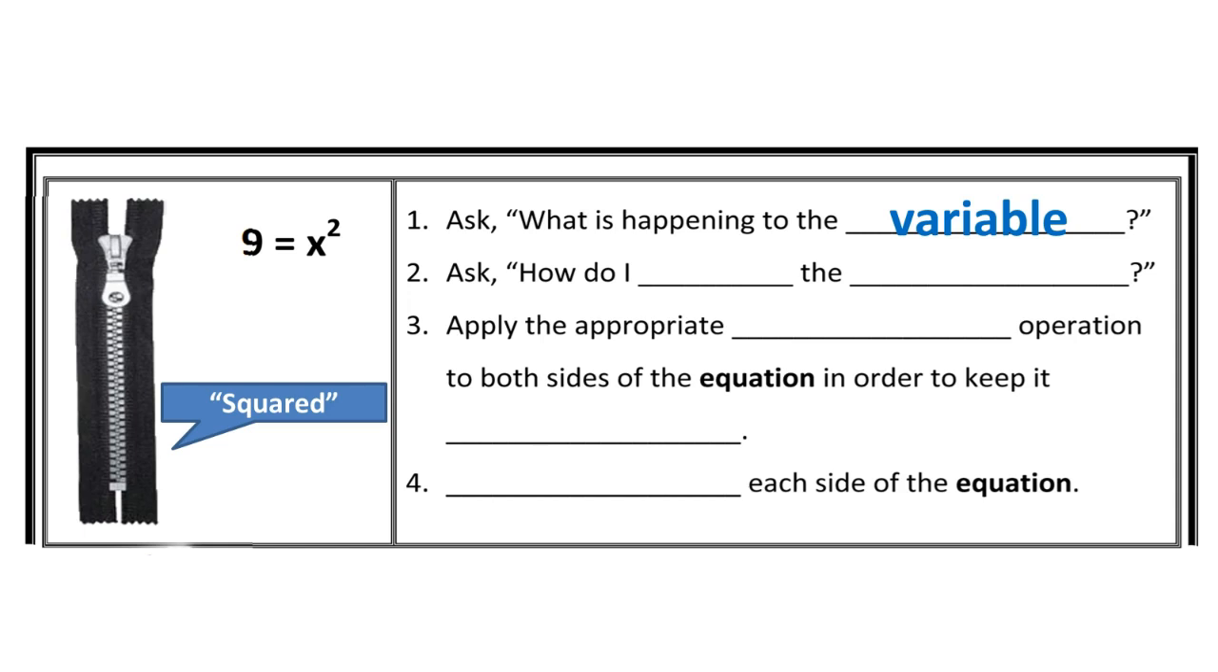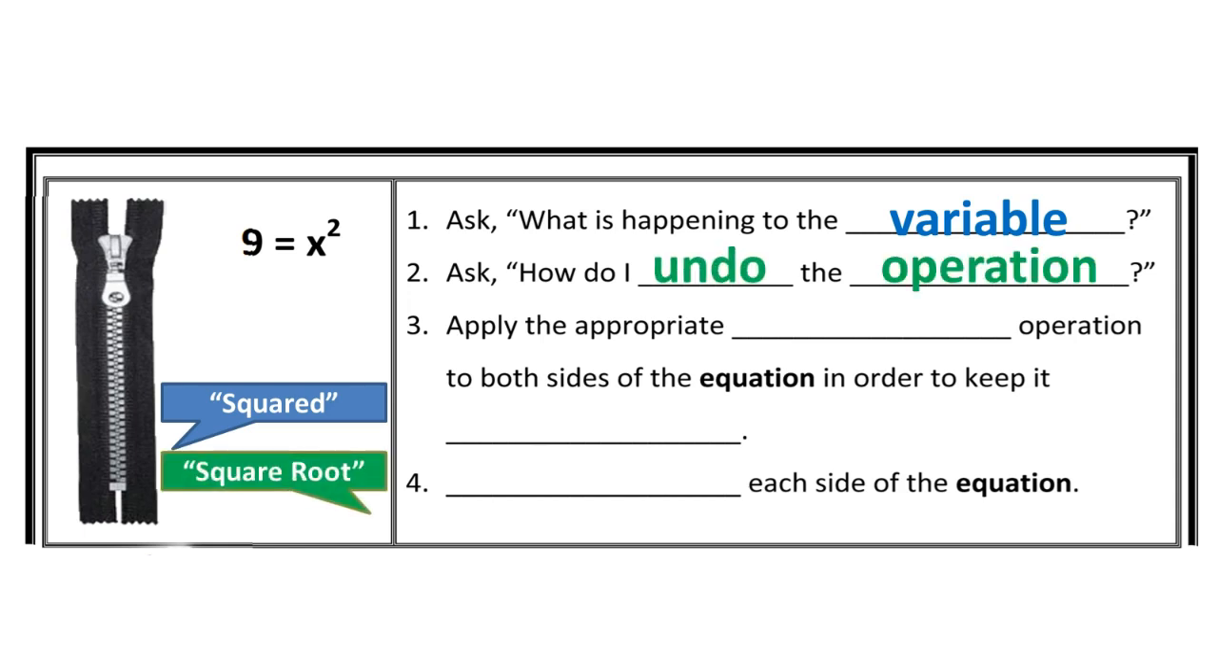Now I need to ask myself, how do I undo the operation? This is really asking, what is the inverse operation? What's happening? It's being squared. How do I undo it? I square root. I apply the appropriate inverse operation to both sides of the equation in order to keep it balanced. If I do something to the left side, I need to do it to the right. Just like if I take a pound off a scale on the left side, I need to take a pound off the right or it'll be unbalanced.